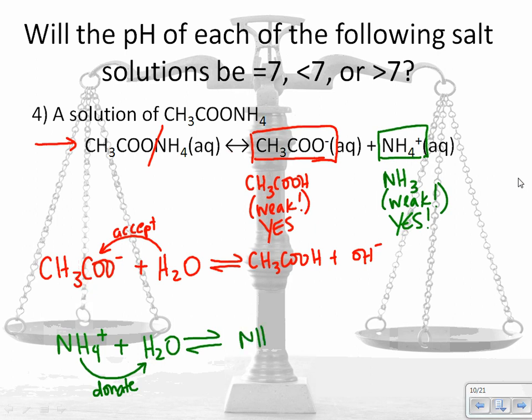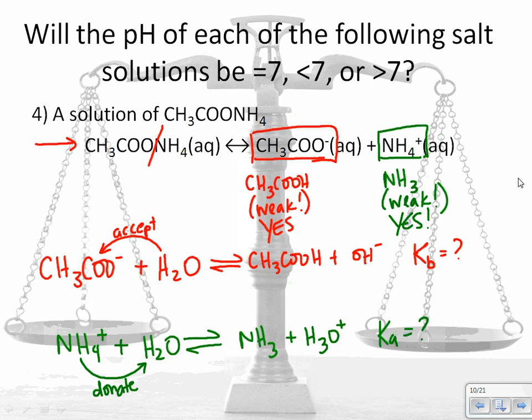So what do we make? NH3 and H3O+. So now what you have to determine to figure out which one's going to be more powerful than the other, you actually have to find the K values. So you have to find the Kb value for this one, and you have to find the Ka value for your NH4+.